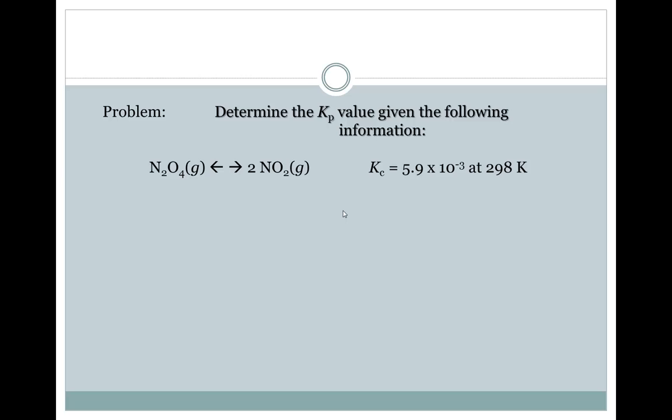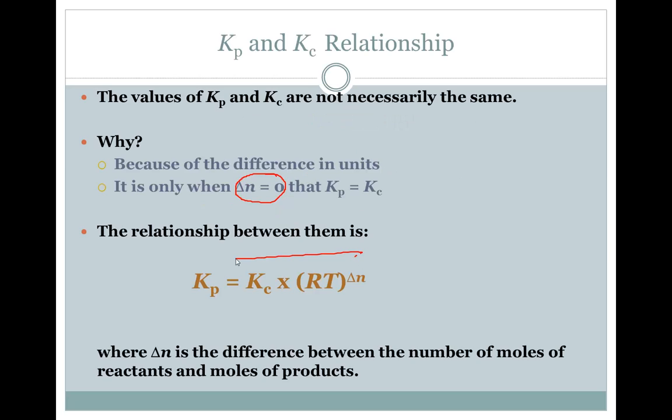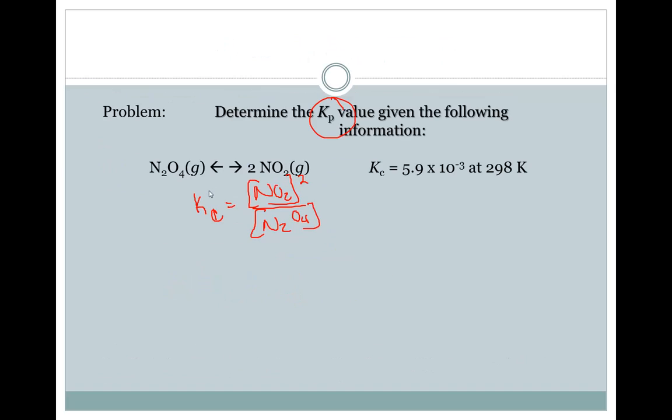So let's take a look at this one. If we write the equilibrium constant ordinarily, you'd have NO2 to the second power over N2O4. But this question is specifically asking for it at pressure. So why don't we use this equation here? Kp is equal to Kc times RT to the delta n.